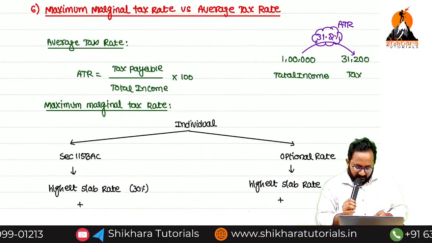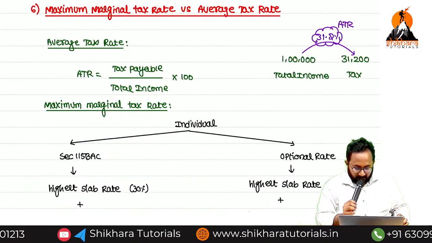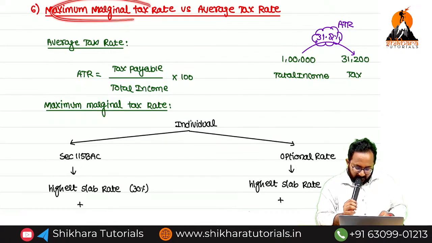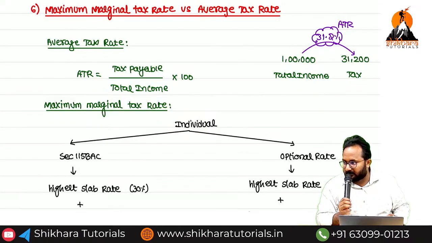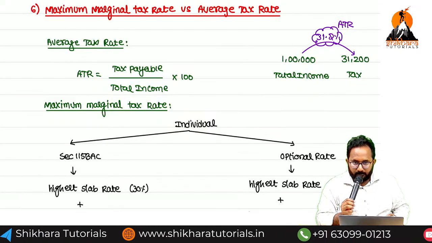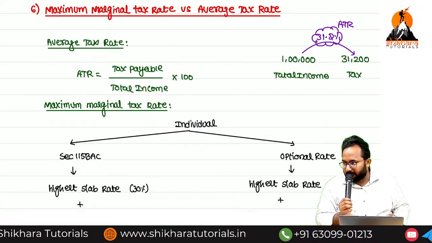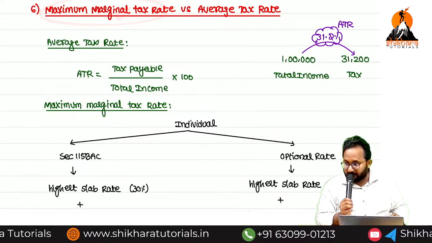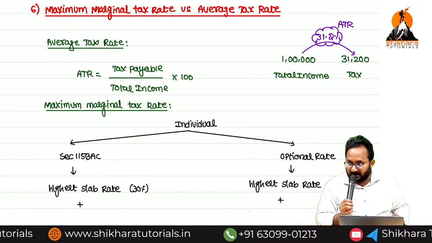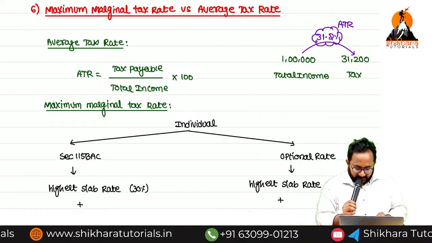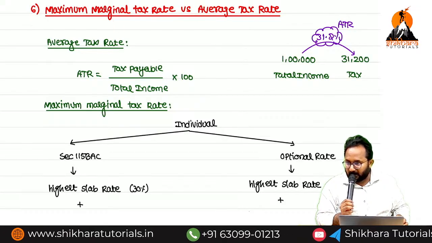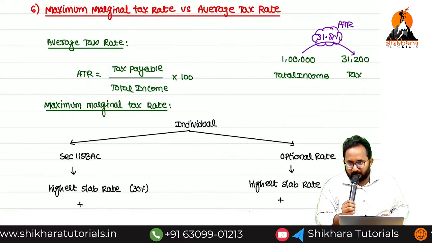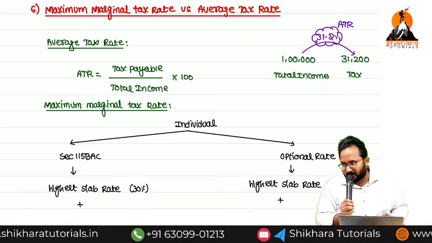Next we discussed the maximum marginal tax rate as well as what? Average tax rate. What do you mean by the maximum marginal tax rate? In the Income Tax Act 1961, you have to follow some conditions, like you have to submit the PAN, etc. If you have not submitted that, you are required to pay the tax by using the maximum marginal tax rate in some sections. That's why we discussed it. Maximum means highest: highest income tax slab rate, highest surcharge, highest health and education cess.